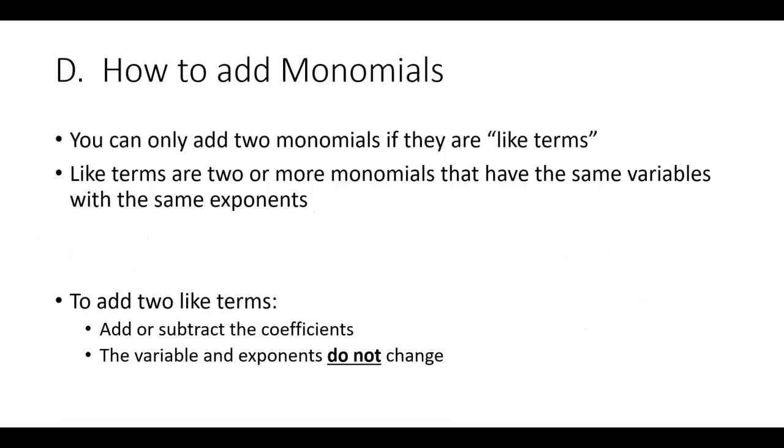Okay. So to add two like terms, you either add or subtract the coefficients. The variable and exponent don't change. So for instance, if I had 6x squared and negative 8x squared, first of all, I have to make sure they're like terms. They are. They both have an x to the second power. And all you do to combine those, if you wanted to add them together, is you just add the 6 and the negative 8 together. 6 and negative 8 makes negative 2, but the variable and exponent don't change. So that's how you combine like terms.